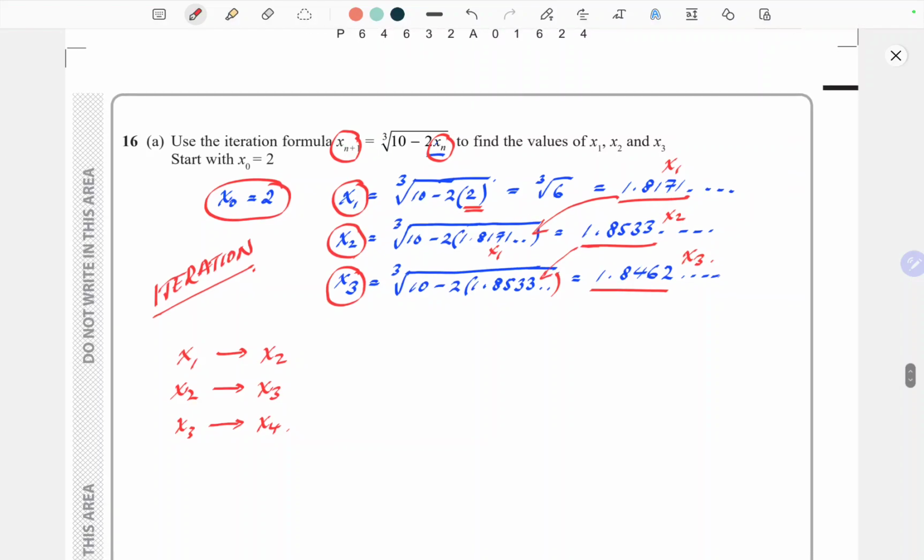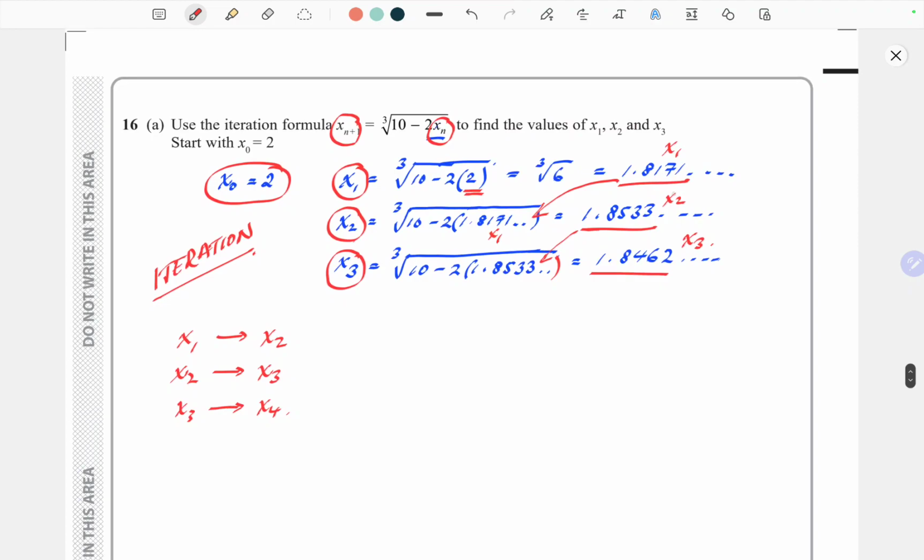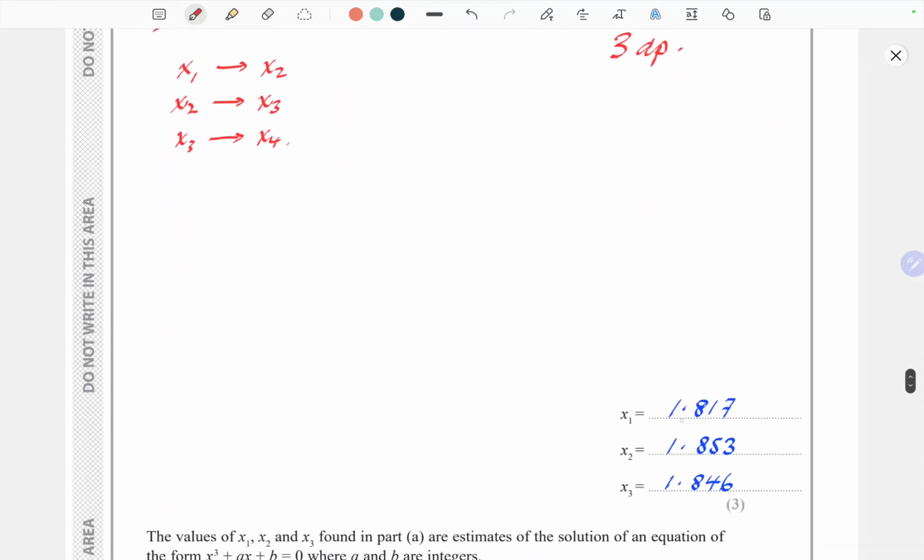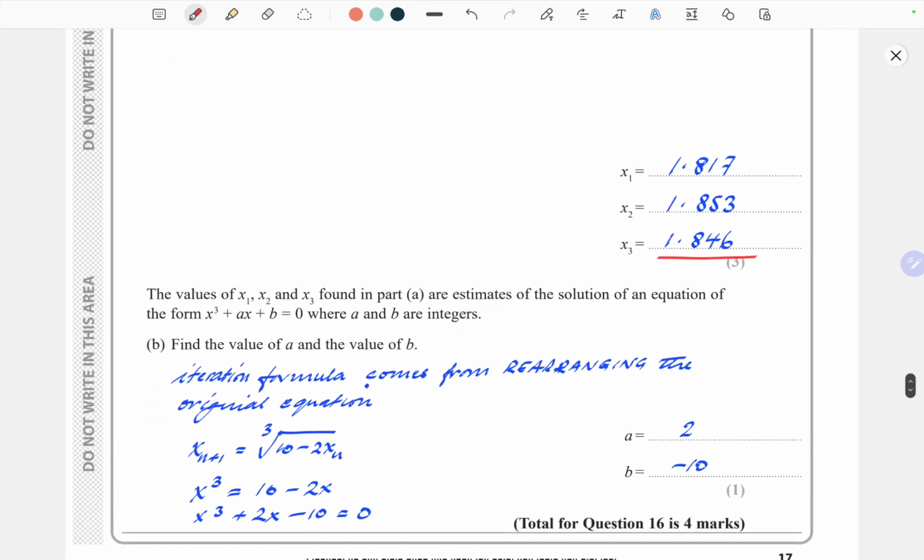Now, in this particular case, if we round these numbers too early, it comes out to be 1.82, 1.85, and 1.85. It's better actually to keep them to 3dp, and that way the numbers are actually kept distinct. So that's what I've done. I've gone with 1.817, 1.853, and 1.846. If you went with 2dp, which effectively is 3SF, you'd get away with that as well.